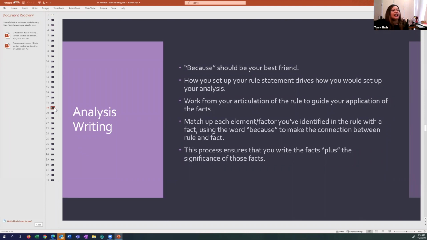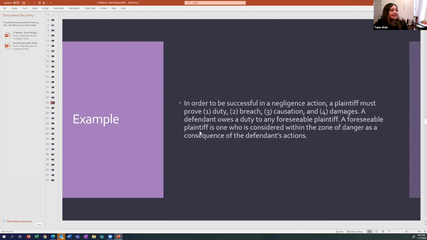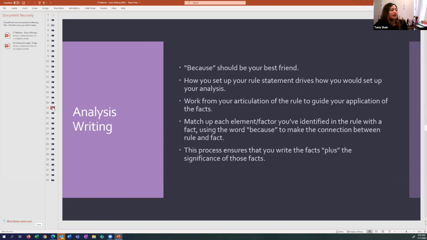So how you set up your rule statement will drive how you set up your analysis. As Professor Hale was just talking about, this is going to help focus you on what it is you're going to be talking about. So how you set up your rule statement drives how you would set up your analysis, and you want to work from how you talk about that rule to guide your application.